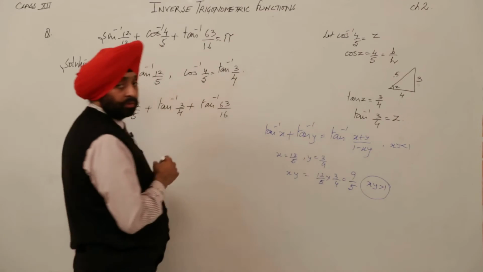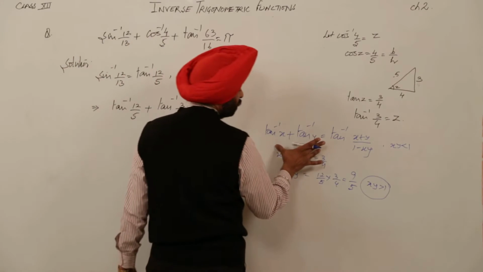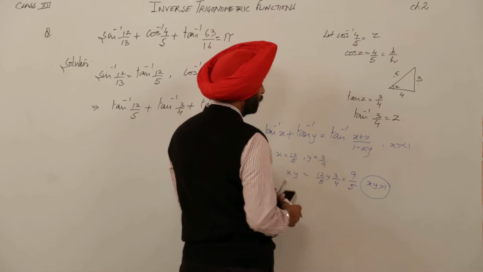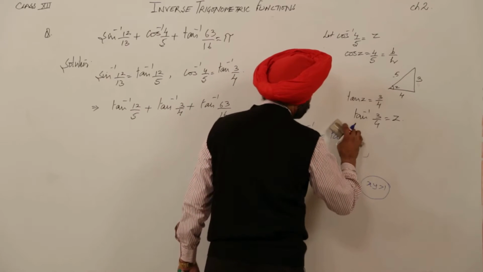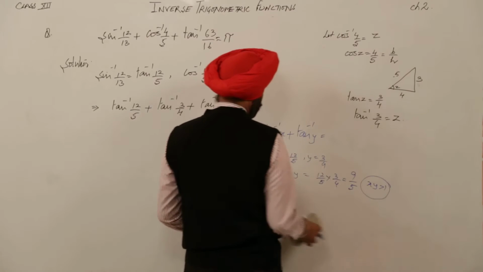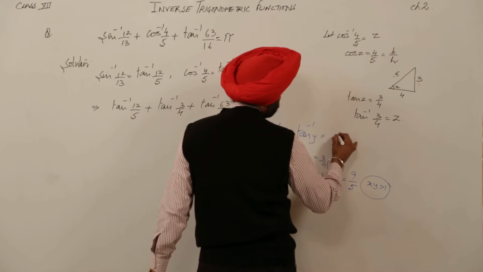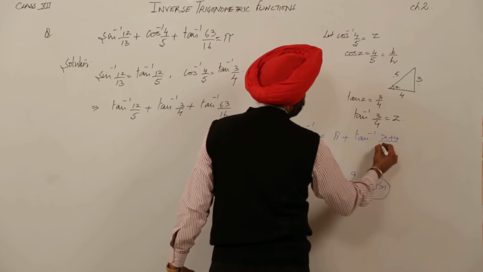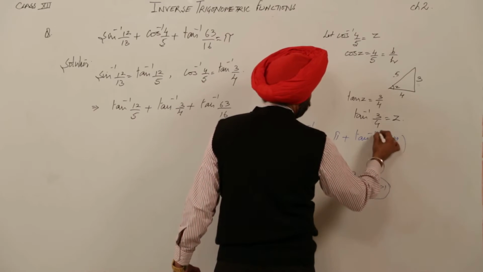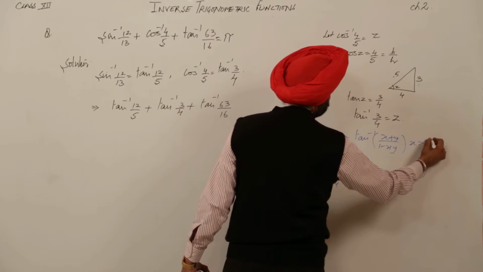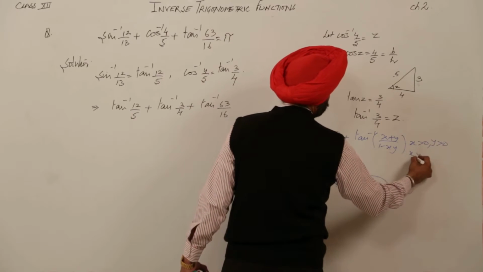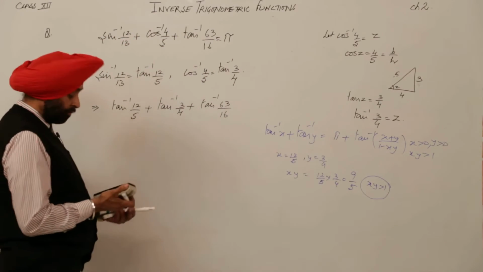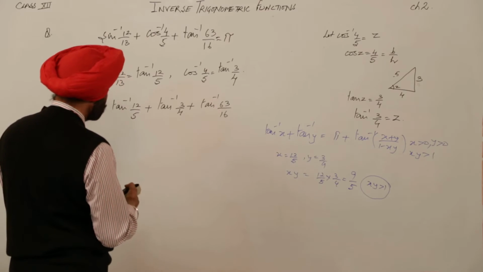So now remember what we are going to do. This was the general formula we used for xy less than 1, but our xy is greater than 1. So what was the formula? What I told you related to the condition part, you get this as pi plus tan inverse x plus y upon 1 minus xy, where x is greater than 0, y is greater than 0 and xy is greater than 1. So now we are going to use this property here.